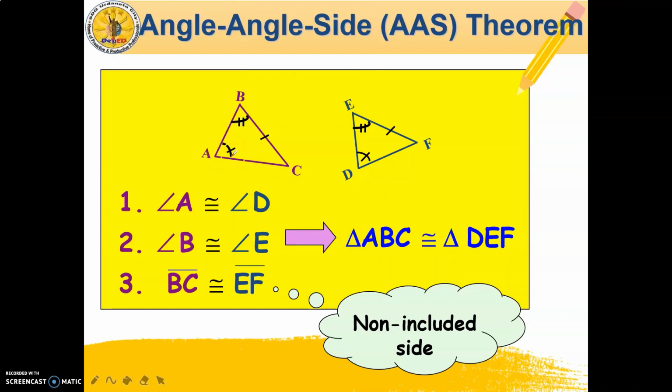So from the figure, angle A is congruent to angle D. Angle B is congruent to angle E. Side BC, the side which is not between the two angles, is congruent to side DF. Using AAS theorem, we can also conclude the triangle ABC is congruent to triangle DEF.